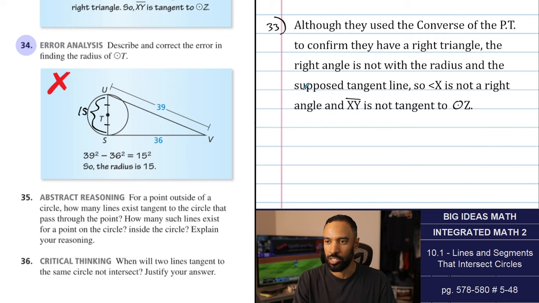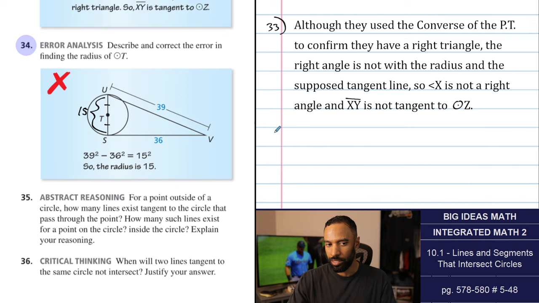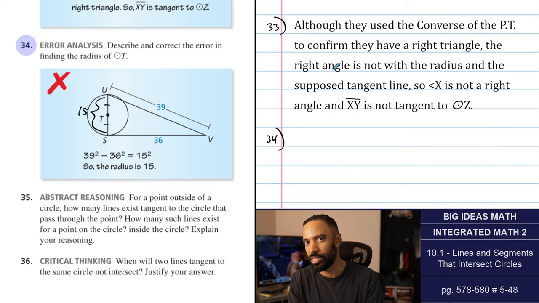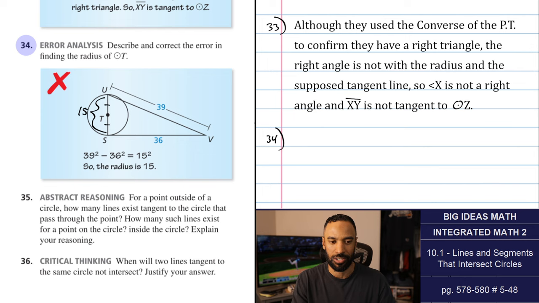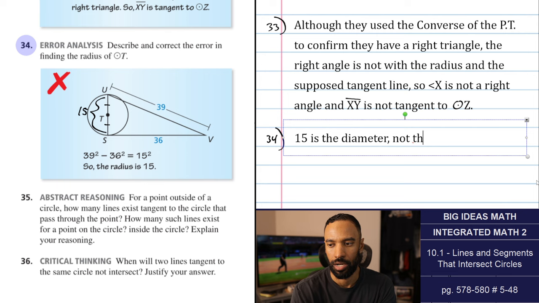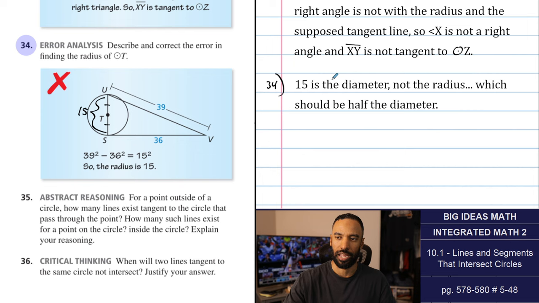They said, because that's a diameter and it's intersecting with that line right there, and I think the book said, and I didn't read it out loud, but I read it on one of the things, assume lines that look tangent are tangent. So that one we're looking at here, I guess we're assuming is tangent. So that's fine. The problem is they found a diameter, not a radius. 15 is the diameter, not the radius, which should be half. Should be half the diameter. So 15 divided by 2 is 7.5. The rest is fine.